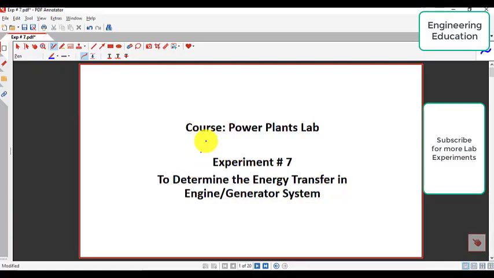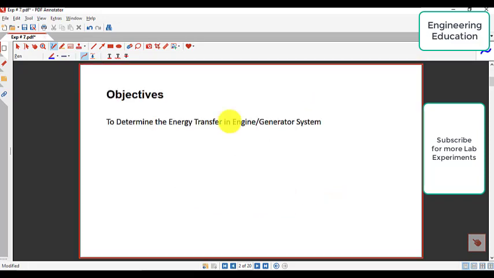This lecture is about experiment number 7, power plants lab. The title of the experiment is to determine the energy transfer in engine/generator system. The objective of this experiment is to determine the energy transfer in engine or generator system.